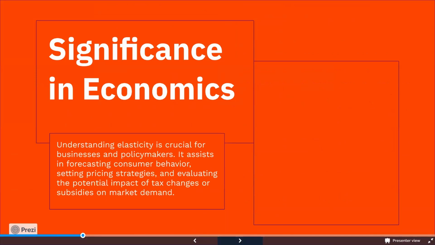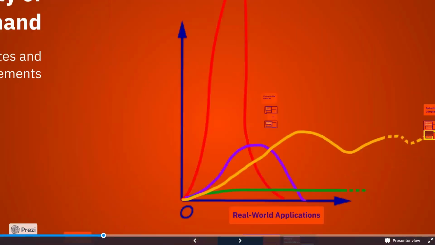Understanding elasticity is crucial for businesses and policymakers. It assists in forecasting consumer behavior, setting pricing strategies, and evaluating the potential impact of tax changes or subsidies on market demand.